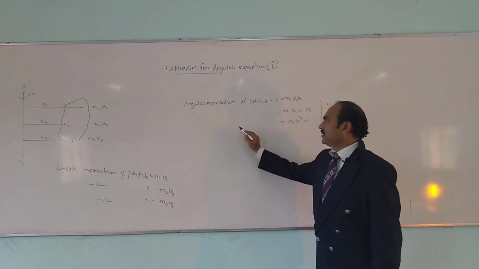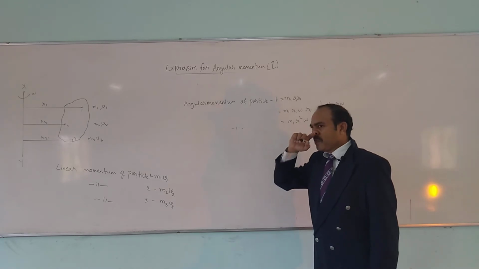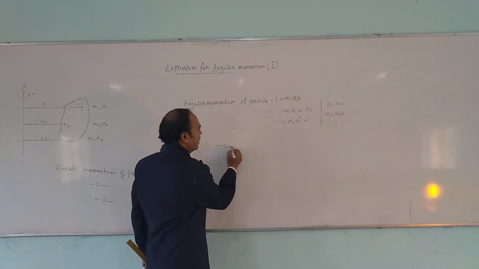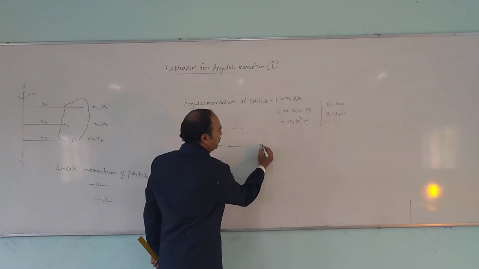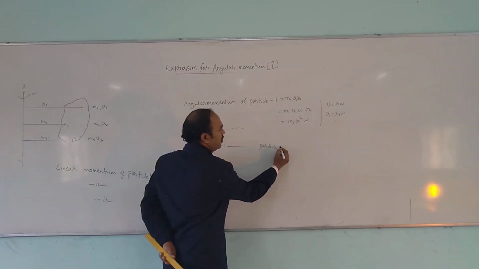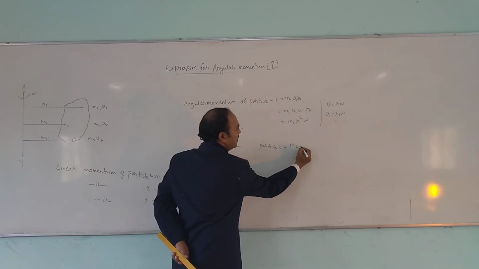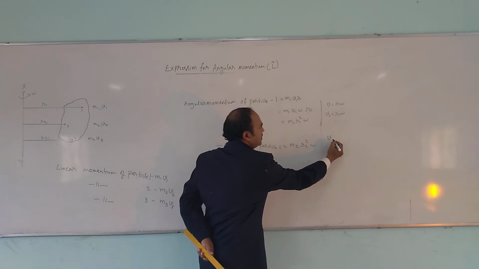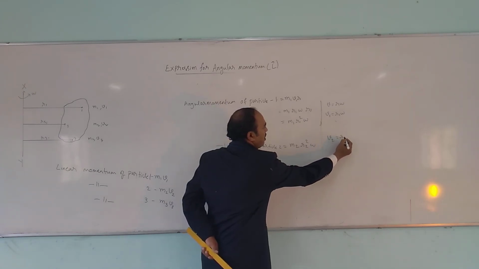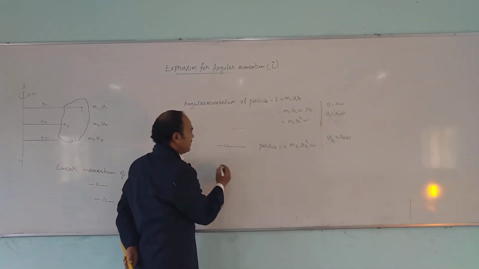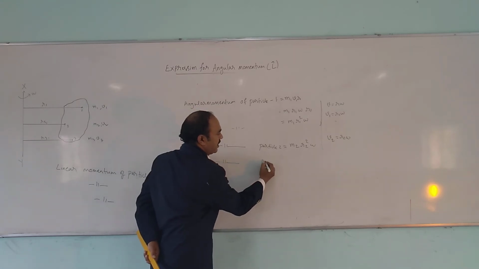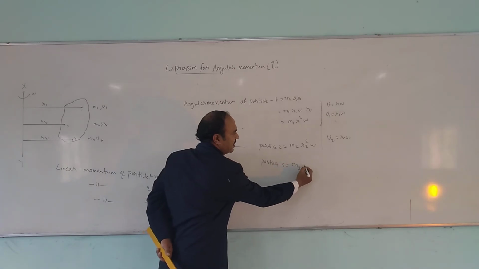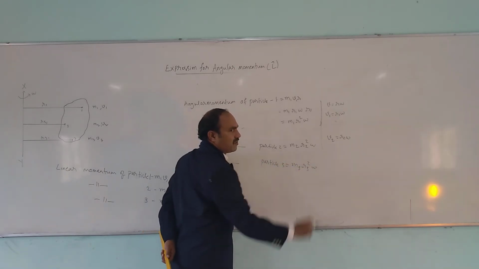In a similar fashion, one can calculate the angular momentum of particle 2. In a similar way, the angular momentum of particle 2 is equal to m2 into r2 square omega. In that case, we use the expression v2 is equal to r2 into omega. Similarly, the angular momentum of particle 3 is equal to m3 into r3 square into omega.